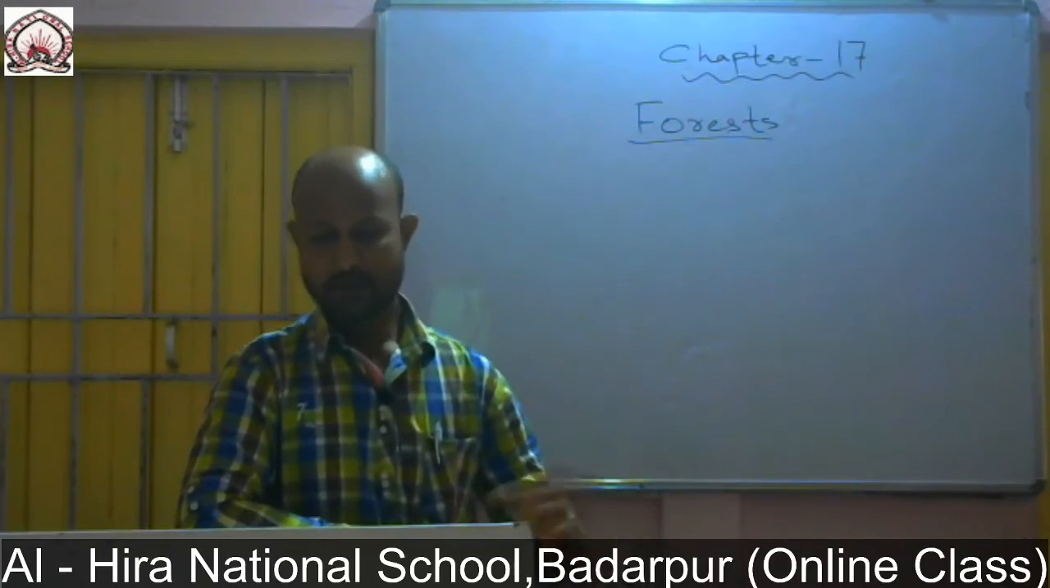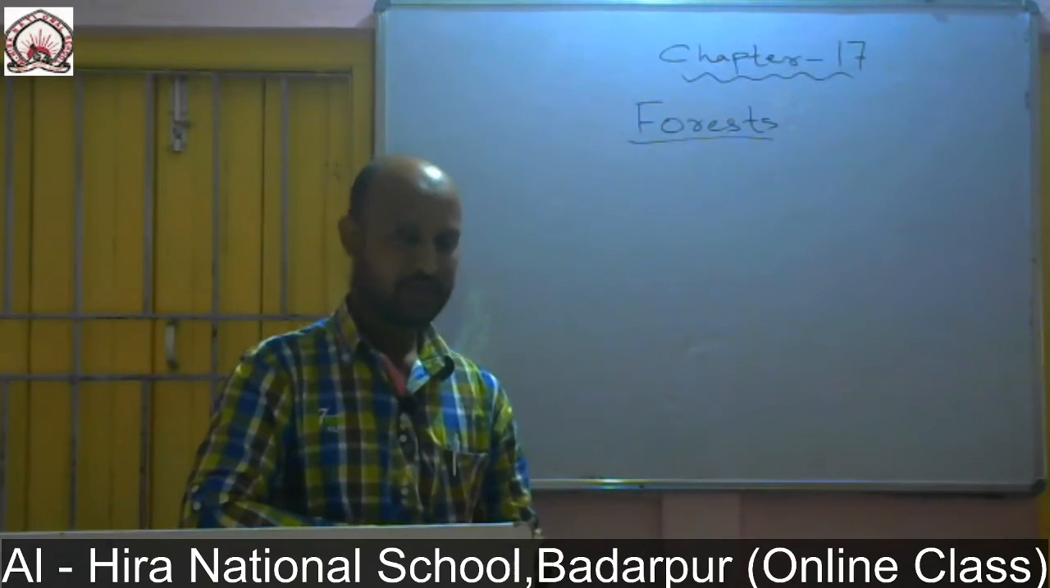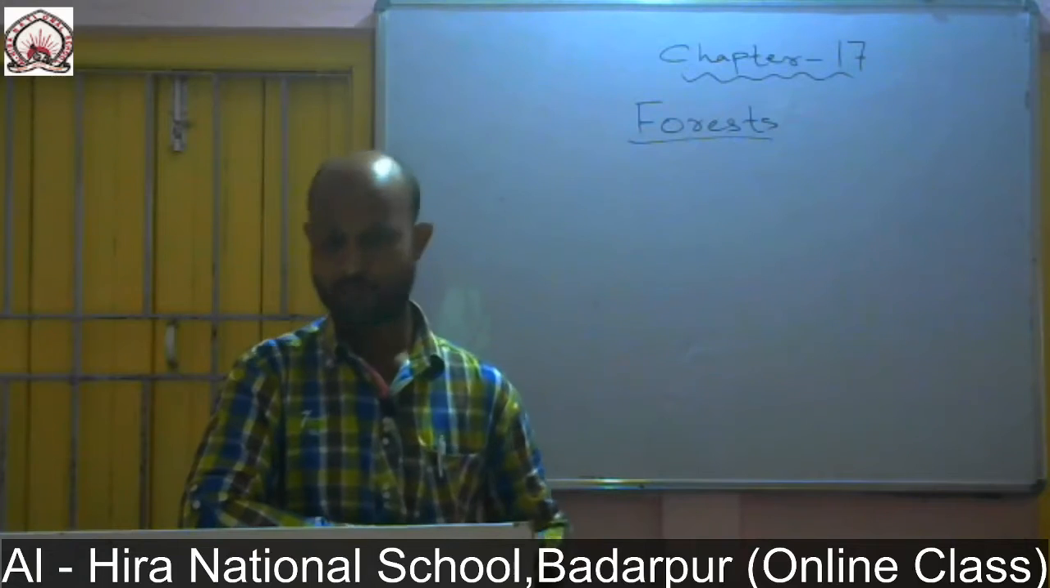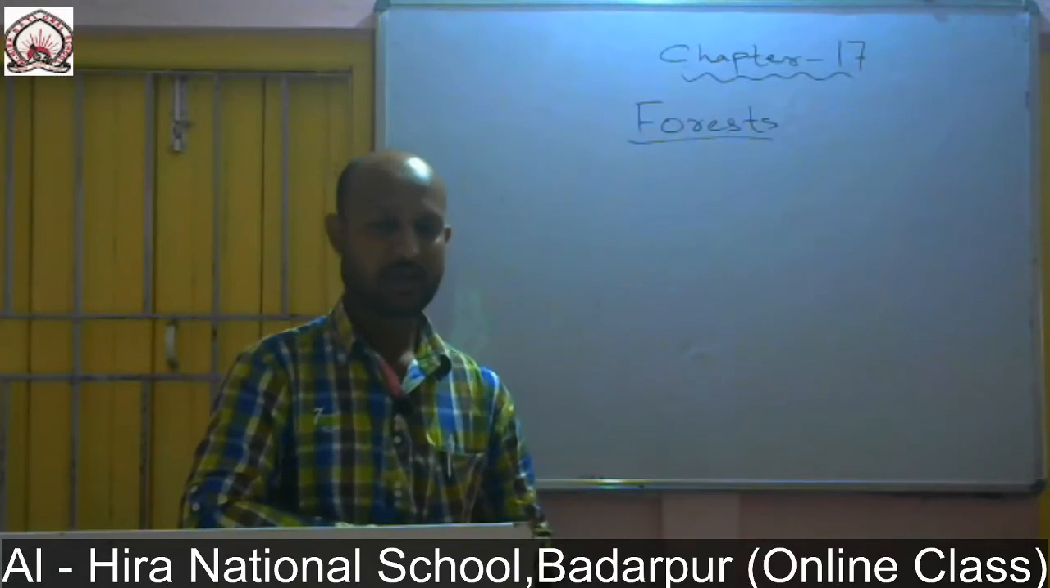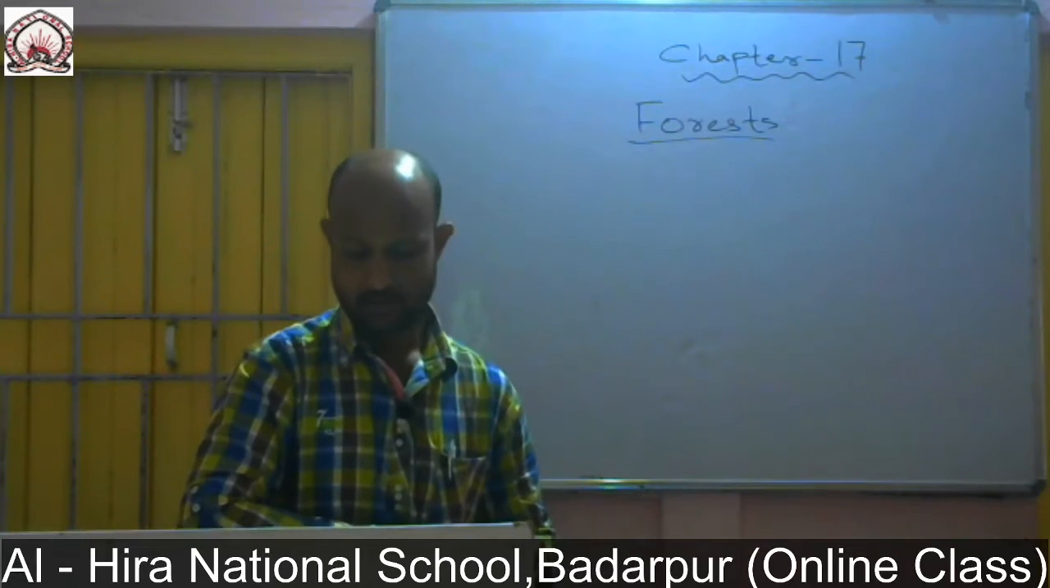And lastly, but not the least, we can see floods and droughts. These are the things which are controlled by the forests. Floods and droughts can be controlled by the forests. How does it control floods or droughts?